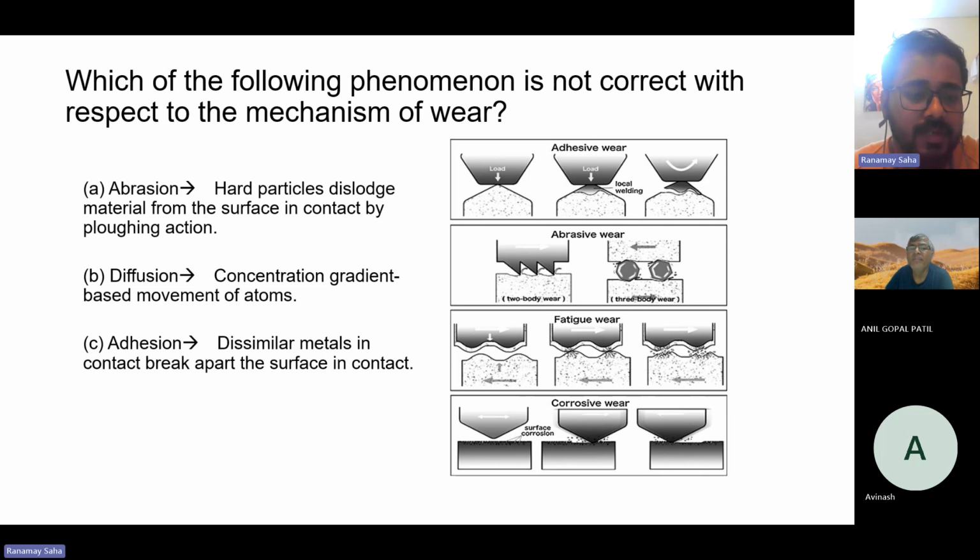So in this case, option C is not correct with respect to wear, because adhesion wear is something in which, when there is very strong atomic bonding, one surface when it comes in contact with another takes away, erodes away, some particles from the surface of the complementary surface.